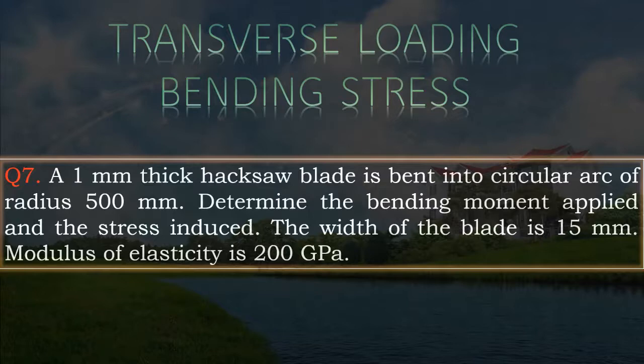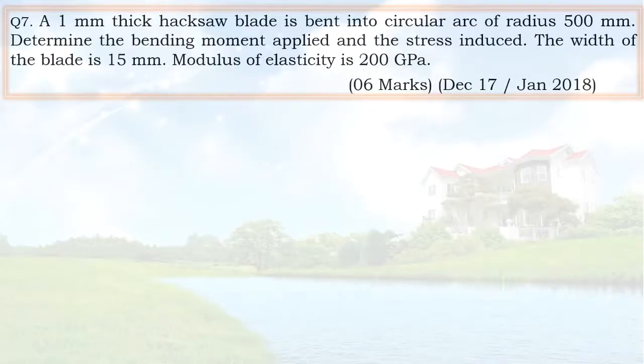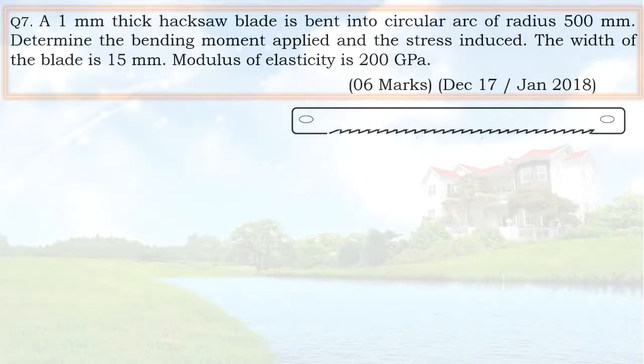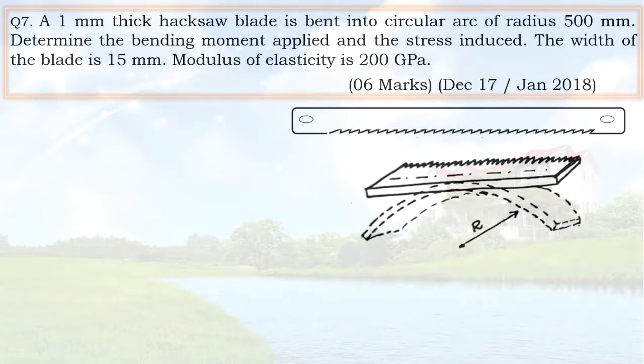Also, he has given the width of the blade as 15 mm and the modulus of elasticity as 200 gigapascals. Let us start working on this numerical. So there is a hacksaw blade which is bent as shown in the figure. The radius r has been given as 500 mm, and this is the thickness. You can see the thickness as 1 mm. He has given this thickness as 1 mm and also the width.